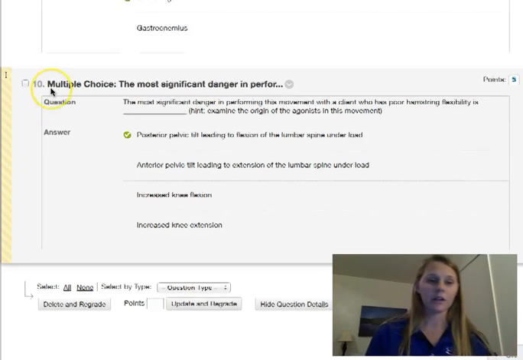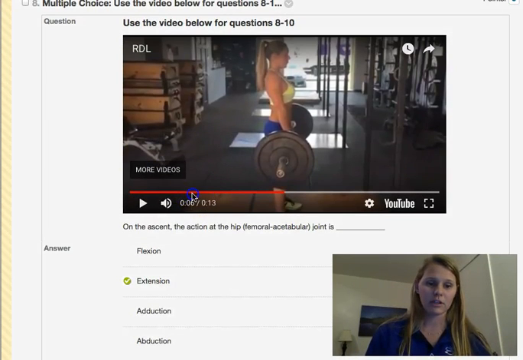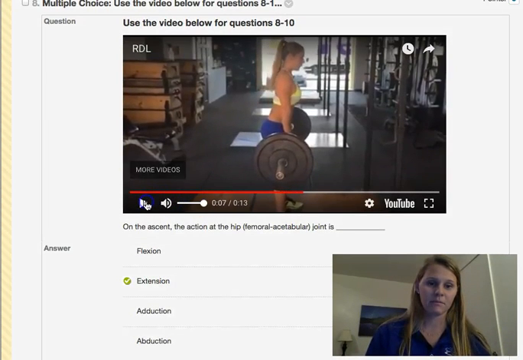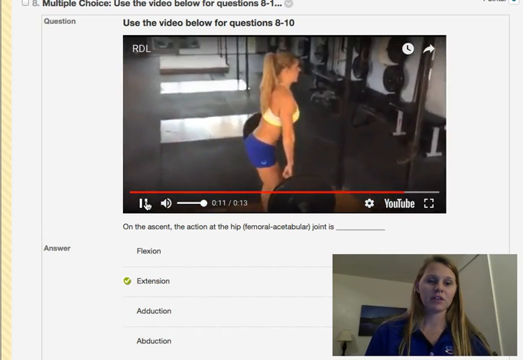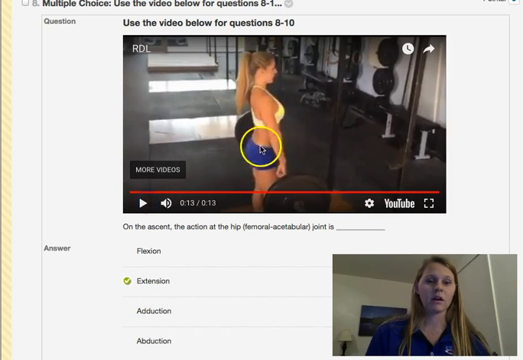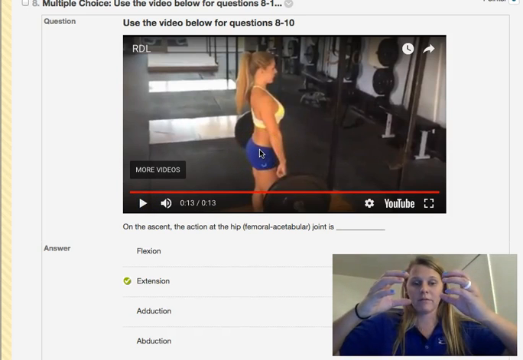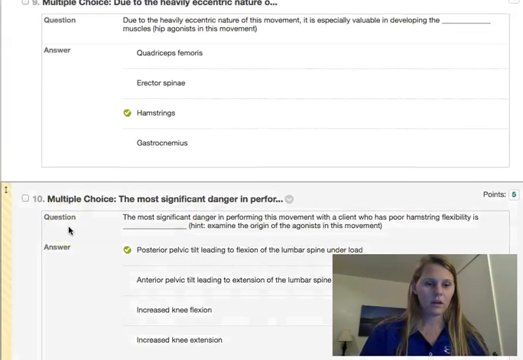So she's clearly carrying a lot of weight as she's doing this. Let's look one more time. It's a lot of weight. And as she comes up, if she has poor hamstring strength, then she can posterior pelvic tilt, meaning her pelvis is going to rotate forward. Coming back down.